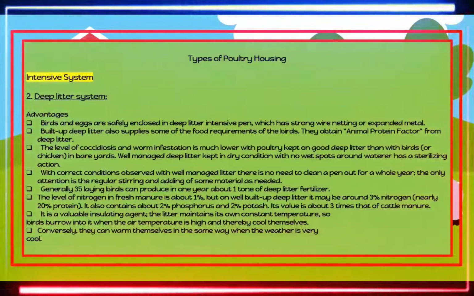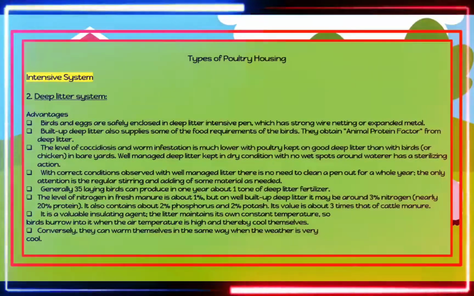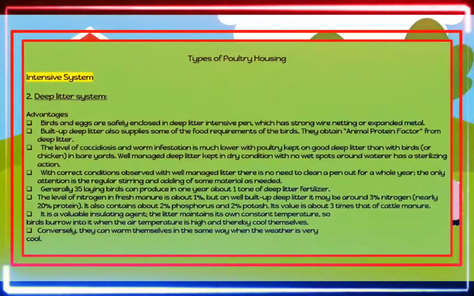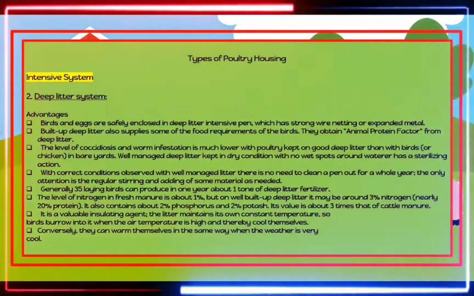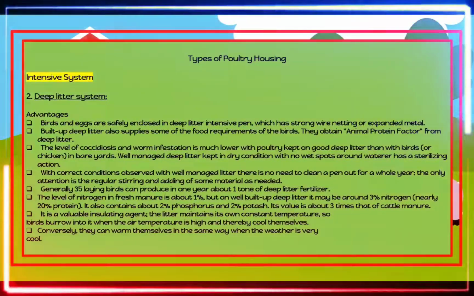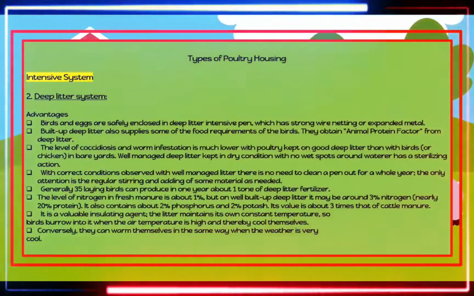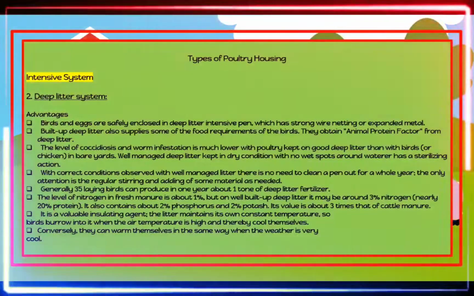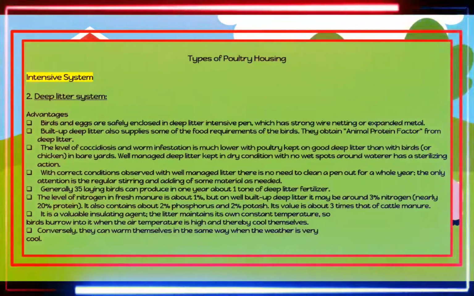Deep litter system. In this system, the poultry birds are kept in large pens, up to 250 birds each, on floor covered with litter like straw, sawdust, or leaves up to a depth of 8 to 12 inches. Deep litter resembles dry compost. In other words, we can define deep litter as the accumulation of the material used for litter with poultry manure until it reaches a depth of 8 to 12 inches.